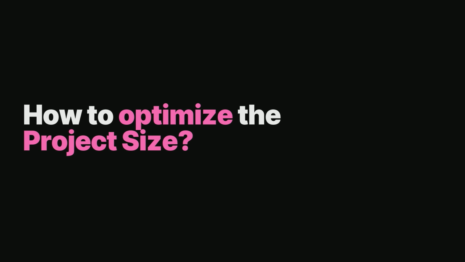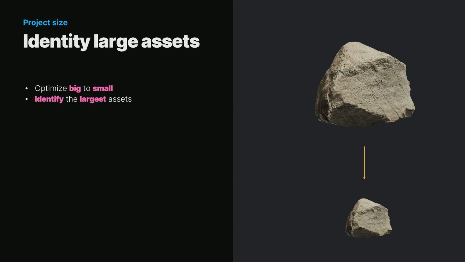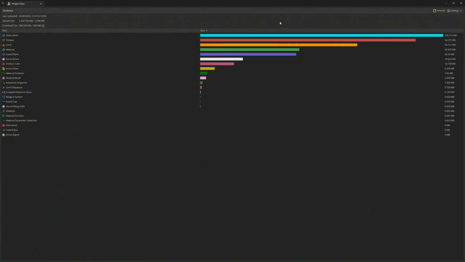So how do you optimize the project size? Well, when optimizing, you always want to go from big to small to have the biggest gain the fastest. And to do this, we need to identify our largest asset. By opening the project size window, by default, it will be sorted by type of asset, which is useful, but not so much when it comes to identifying large assets. So what we want to do is order them by size, regardless of their type. I've got no idea why it's not the default, but hopefully it will change one day.